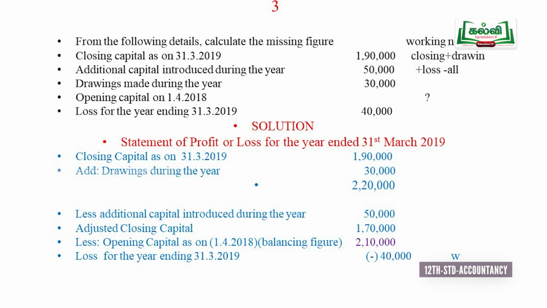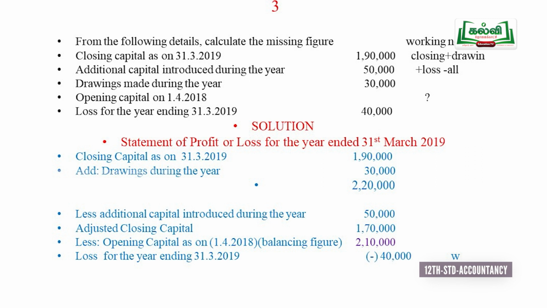If closing capital is given in the sum, we have to add only drawings and loss. Keep that in mind. This is the one memory technique. With the closing capital, we have to add only drawings and loss. All other items should be deducted. So, in working notes, with the closing capital, add drawings, add loss and deduct all the additional capital introduced during the year, we can have opening capital.